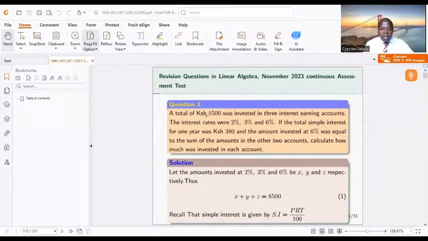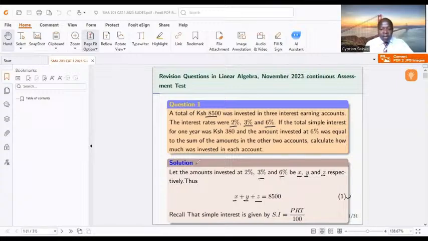We are told that a total of 8,500 shillings was invested, and it was invested at 2%, 3%, and 6% interests. So that is where we get the first equation. We just say, let the amount invested at 2% be X, the amount invested at 3% be Y, and the amount invested at 6% be Z. That means we invested a total of X plus Y plus Z, and that should equal 8,500. This is our first equation.